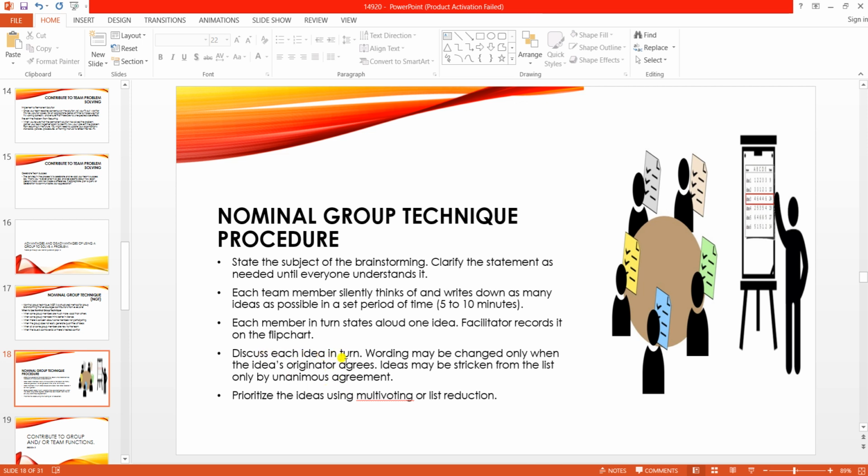You need to discuss each idea in turn. Wording may be changed only when the idea's originator agrees, and ideas may be stricken from the list only by an anonymous agreement. And you also need to prioritize the ideas using multi-voting or list reduction. So this is the procedure for the nominal group technique that needs to be adhered to when we utilize this technique, the NGT, the nominal group technique.